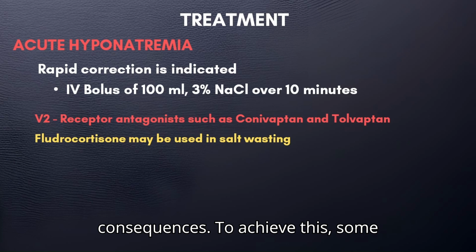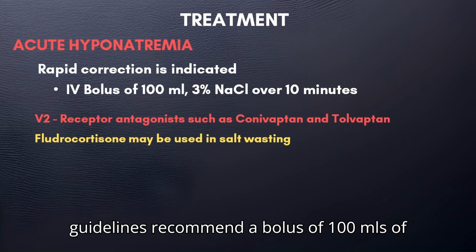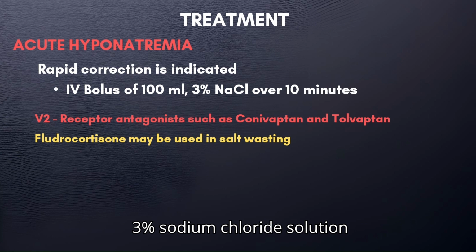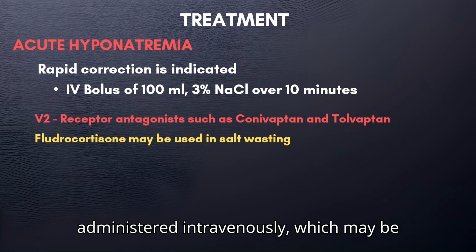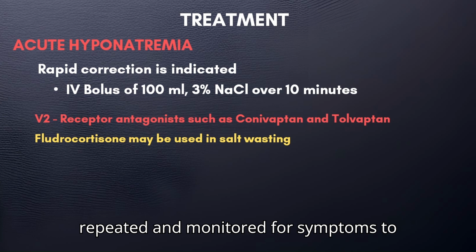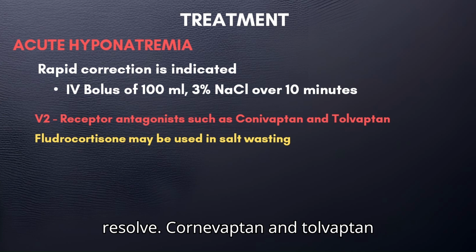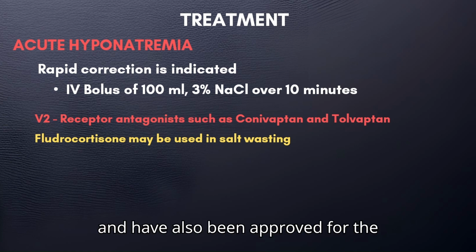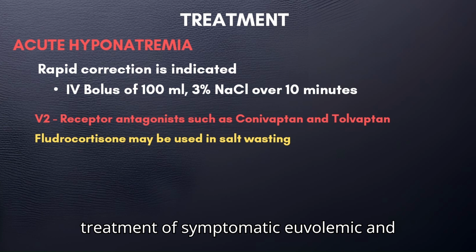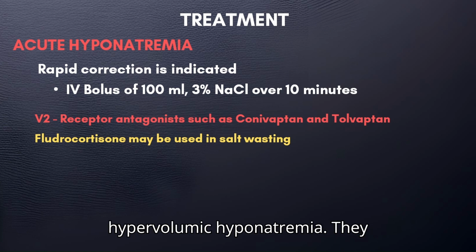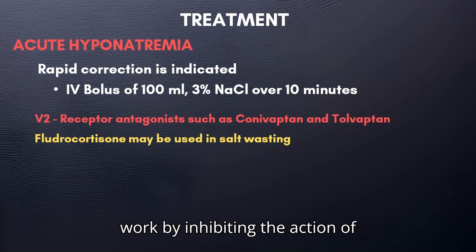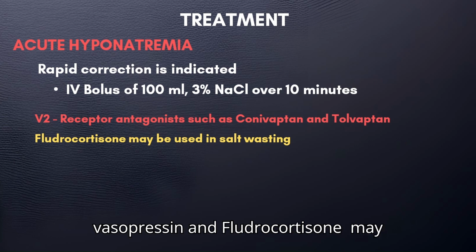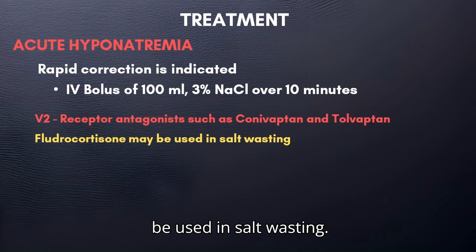To achieve this, some guidelines recommend a bolus of 100 ml of 3% sodium chloride solution administered intravenously, which may be repeated and monitored until symptoms resolve. Conivaptan and tolvaptan are vasopressin 2 receptor antagonists, and they have also been approved for the treatment of symptomatic euvolemic and hypervolemic hyponatremia. They work by inhibiting the action of vasopressin, and fludrocortisone may be used in salt wasting.